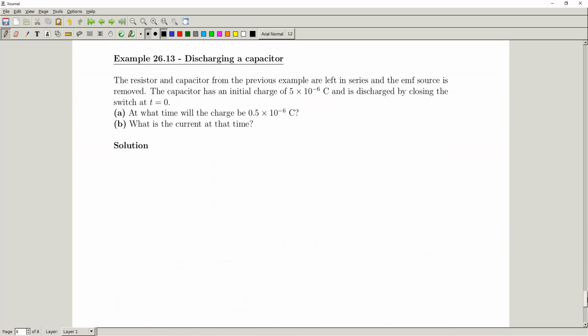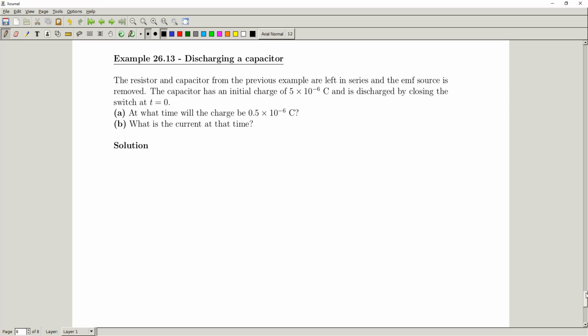In the second example, we're dealing with the same setup that we had above, but we're now discharging the capacitor, and we're given some additional information. So the resistor and the capacitor from the previous example are left in series. The EMF source is removed, and the capacitor has an initial charge of 5 times 10 to the negative 6 coulombs, and it's discharged by closing the switch at t equals 0. So we're resetting. We basically charge this thing up, open up the switch, remove the battery from the circuit, connect everything back up, reset our stopwatch, close the switch, and start the stopwatch at t equals 0.